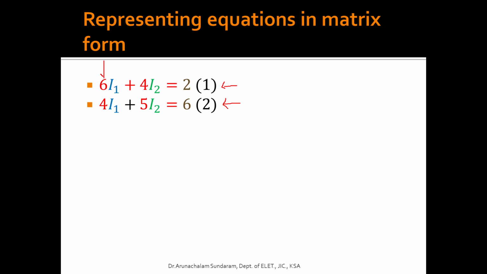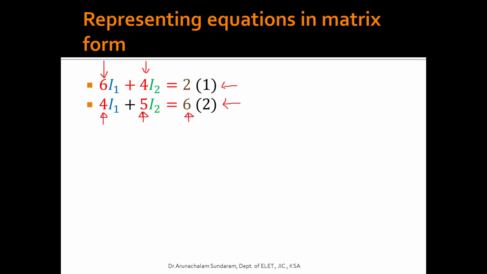6 is called the coefficient of I1. And what is this 4? This 4 is called the coefficient of I2 in equation 1. Same way, what is this 4? This 4 is called the coefficient of I1 in equation 2. What is this 5 called? It is called the coefficient of I2 in equation 2. What about this 6? This 6 is called a constant.